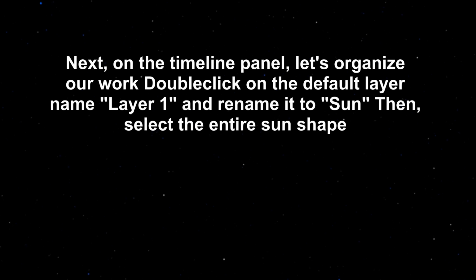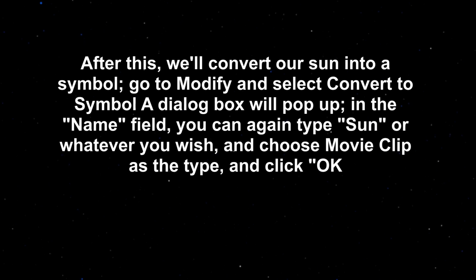Next, on the timeline panel, let's organize our work. Double-click on the default layer, named Layer 1, and rename it to Sun. Then, select the entire sun shape. After this, we'll convert our sun into a symbol. Go to Modify and select Convert to Symbol.